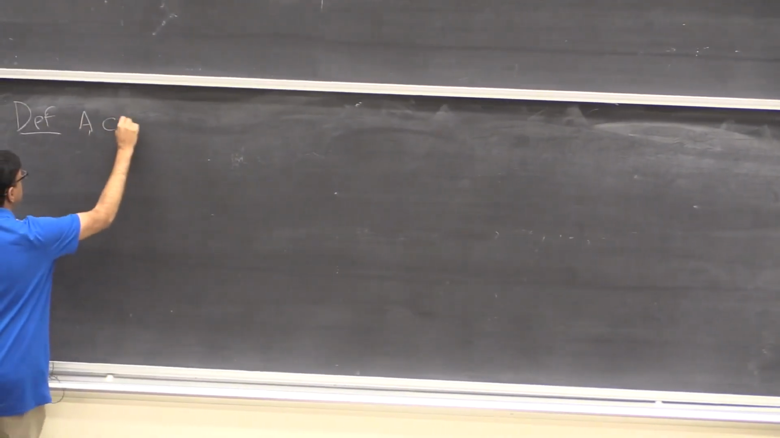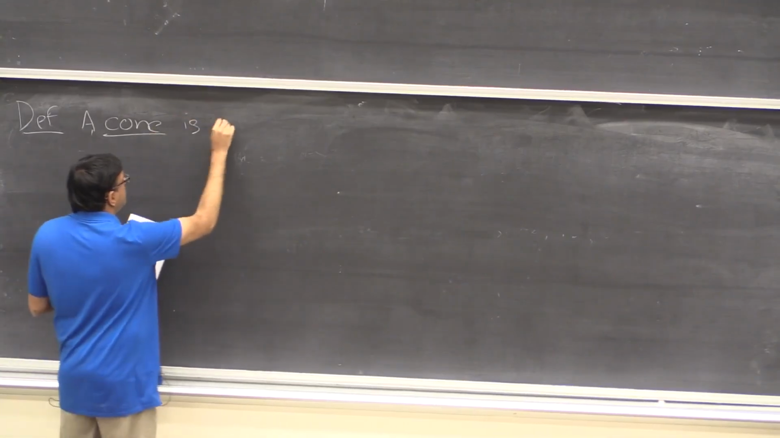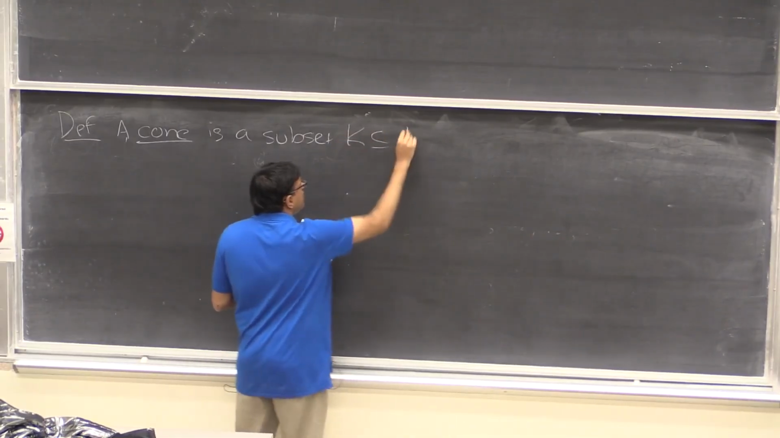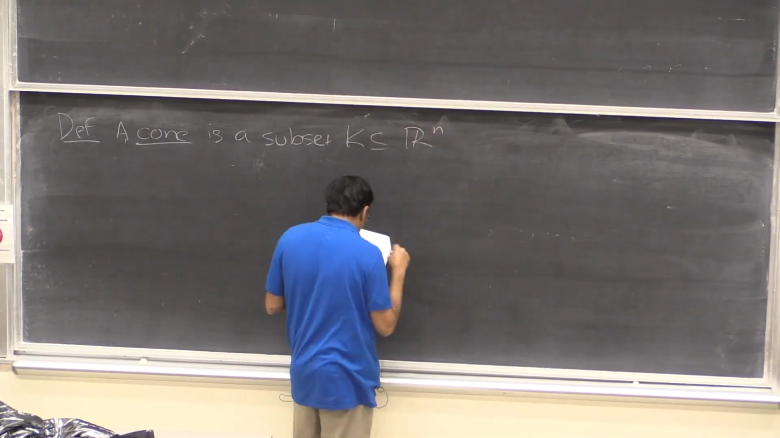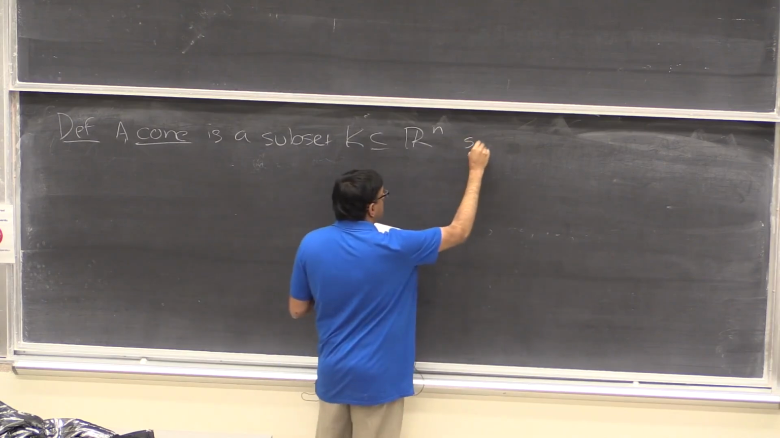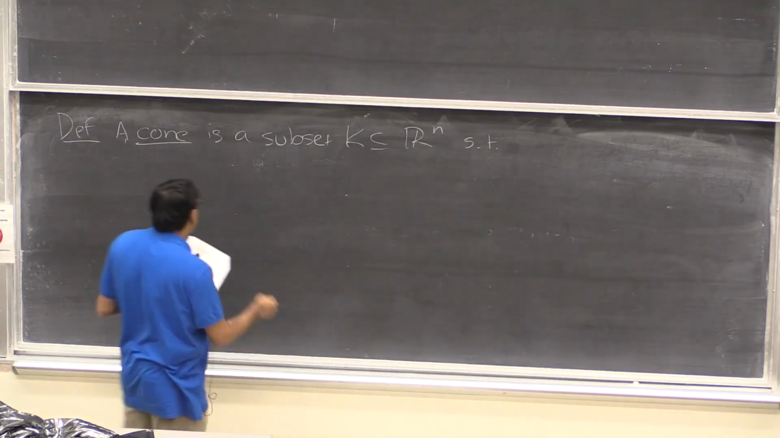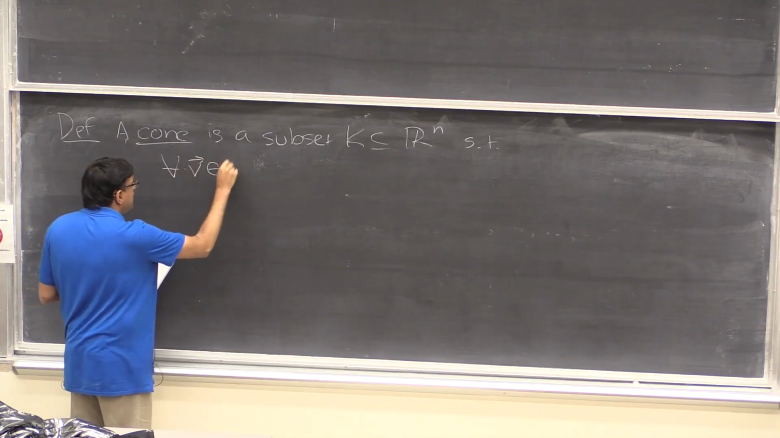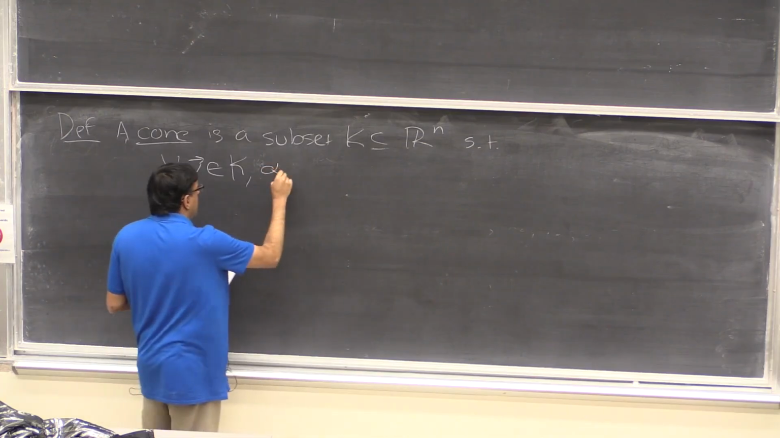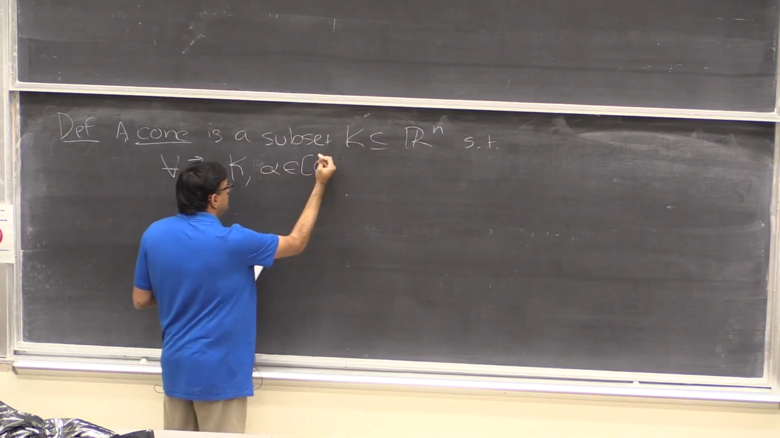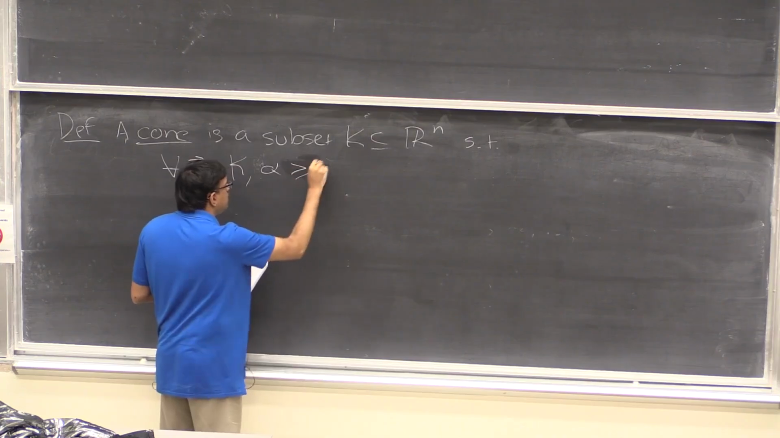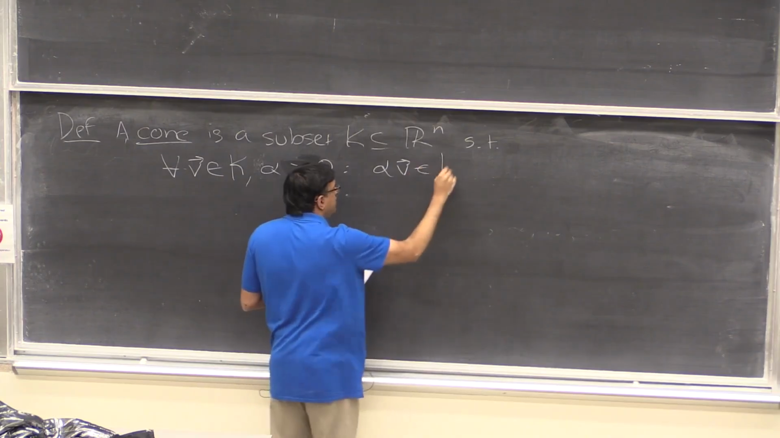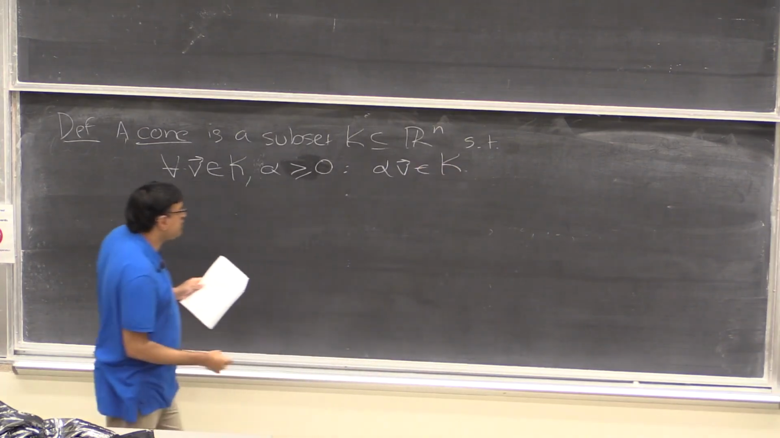A cone is a subset A of R^n such that for every vector v in this cone and every alpha greater than 0, we have that alpha v is contained in this cone. Okay, so what does this actually look like?